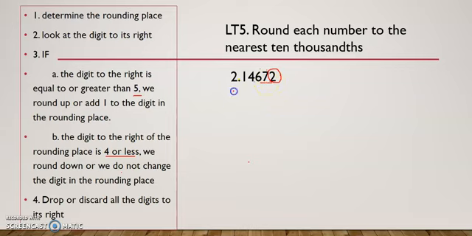Okay? Kaya pag sinulat natin yan, if we're going to write that, that is just 1, okay, 2, and 1, 4, 6, 7. And then lastly, you have to drop or discard all the digits to the right. Lahat ng nasa kanan ng rounding place, tatanggalin mo na. So, if we round this number to its nearest 10,000ths, the answer would be 2 and 1,467 10,000ths. Okay. Next.